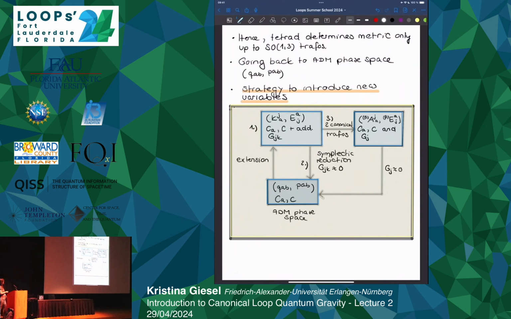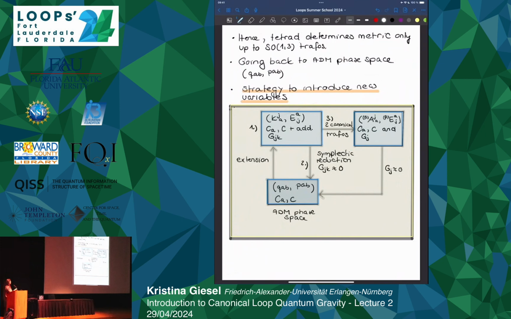And before I do this, let me briefly explain the plan, how I would like to discuss this. So we start with the ADM phase space down here. We have seen these are our elementary variables. We have a diffeomorphism constraint and a Hamiltonian constraint. Now, by going to Ashtekar-Barbero variables, we extend our phase space by additional degrees of freedom. And this is due to the fact that we introduce triads. Since we want to describe the same physics, we need additional constraints that reduce these additional degrees of freedom that we get by extending the phase space.